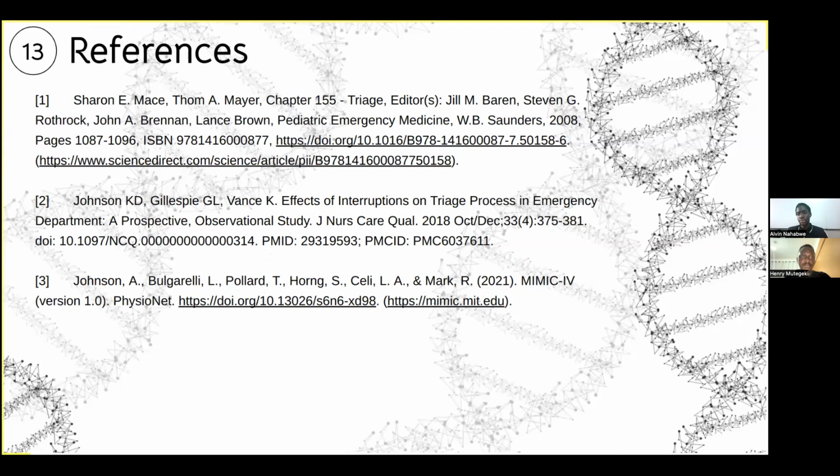Yeah. Then the last part is really some of the reference materials that we used along the study or along the research. And key to note was an article by Sharon E. and Thom Meyer, where they were talking about the triage, basically the concept of the triage, and this gave us a big background information on how it's currently being done in the pediatric emergency medicine space. We also looked at effects of interruptions in triage process in emergency department by Johnson and Gillespie. And also our last part was the source of our data, which is mentioned here.